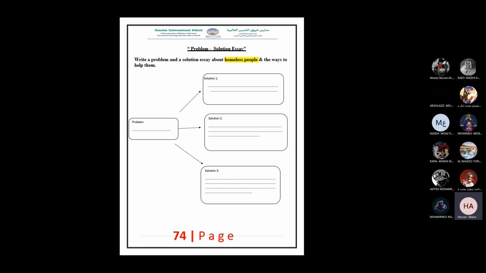You write the title of the paragraph, and as you see, different labels are there, and each label has a solution or a number. So your problem is about homeless people. You write it here. Then you have solutions. You write the solutions here. But what is the problem? How do you introduce the problem?